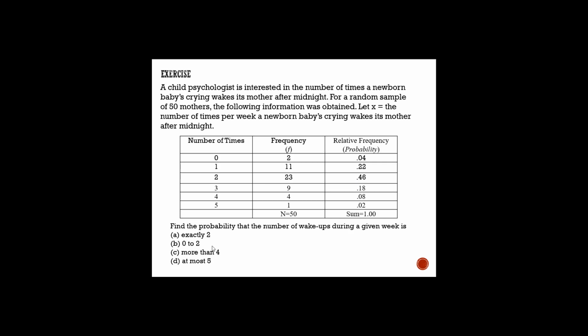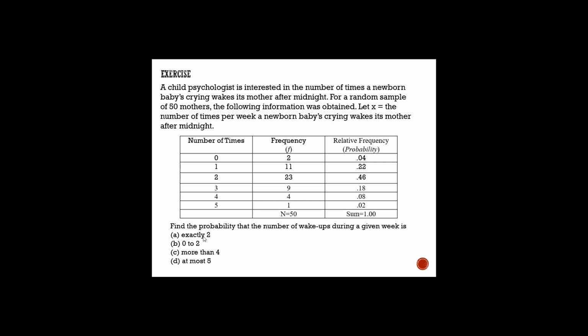The next question, what's the probability that it would be 0 to 2? Well, that's going to include 3 different categories, isn't it? The 0, the 1, and the 2. So we would take 0.04, add that to 0.22, and add this one to 0.46 to get the probability that it was 0 to 2. Go ahead and answer questions B, C, and D, and then come back and check your answers.